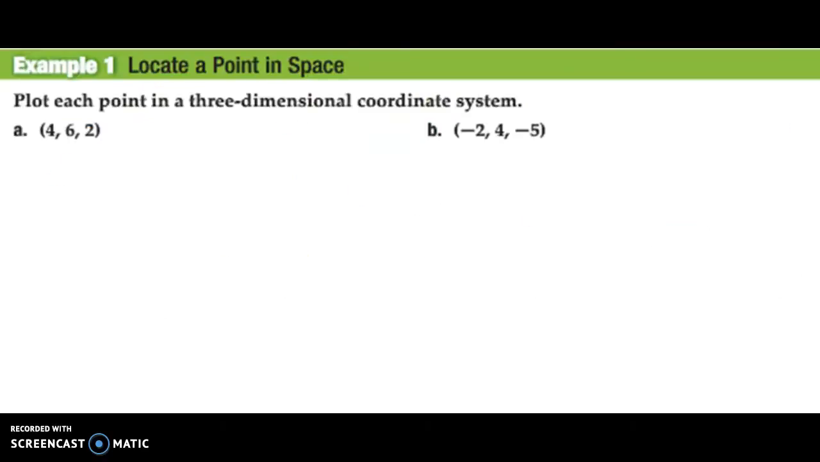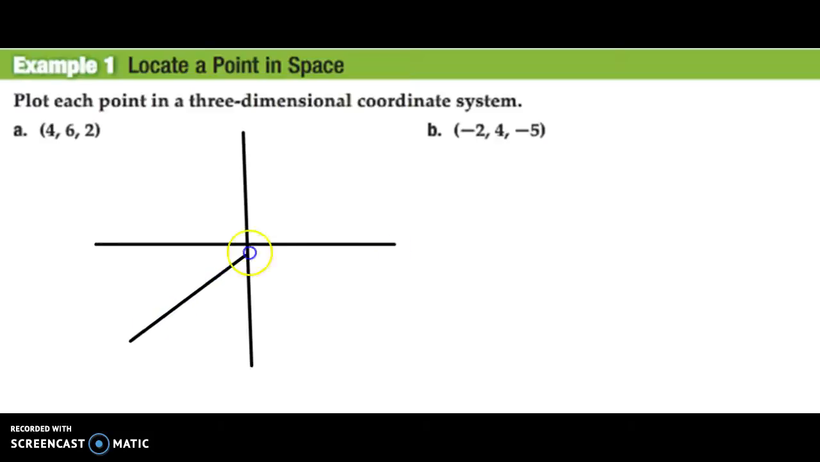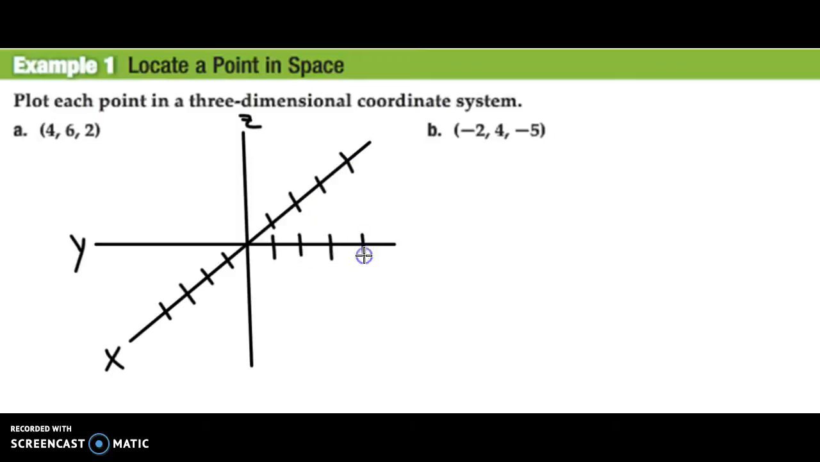So it says plot each point in the three-dimensional coordinate system. So I need to draw my system. It'll look like this. Reminding ourselves that this is the x-axis, this is y, and this is the z-axis. Okay? So if I make some system like this, okay, now I'm going to plot my point. So first, I have 4, 6, 2.